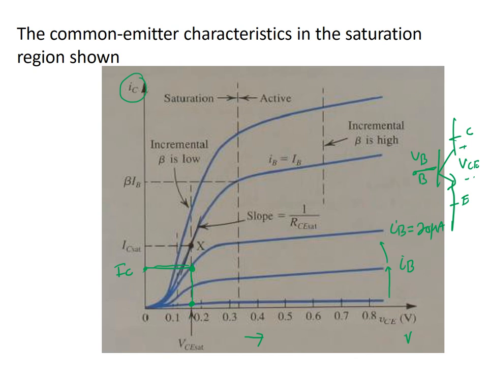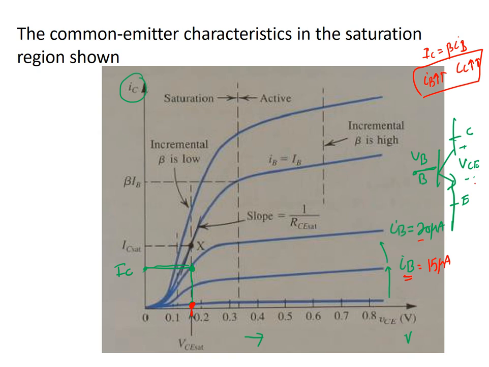For example, let's say we have chosen this value of the collector emitter voltage, and we know the relationship that IC is equal to beta times IB. It means as IB is increasing, IC should increase. This is the general relationship. So let's say I have chosen this value of the collector emitter voltage, around 0.18, and my IB value here is, let's say, 50 microampere.